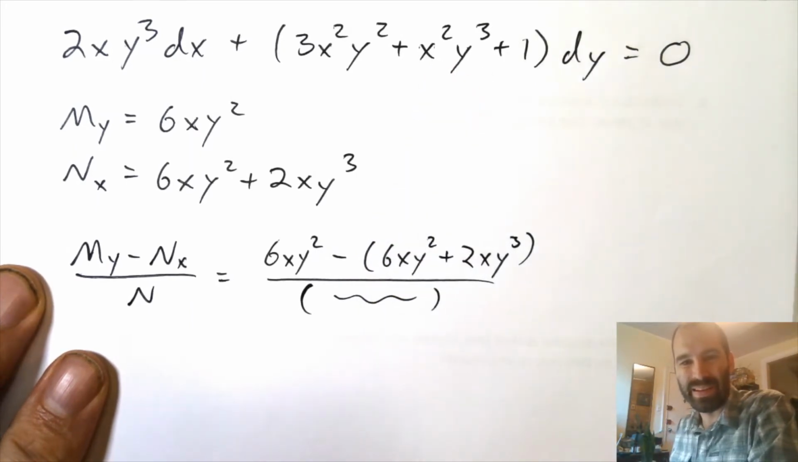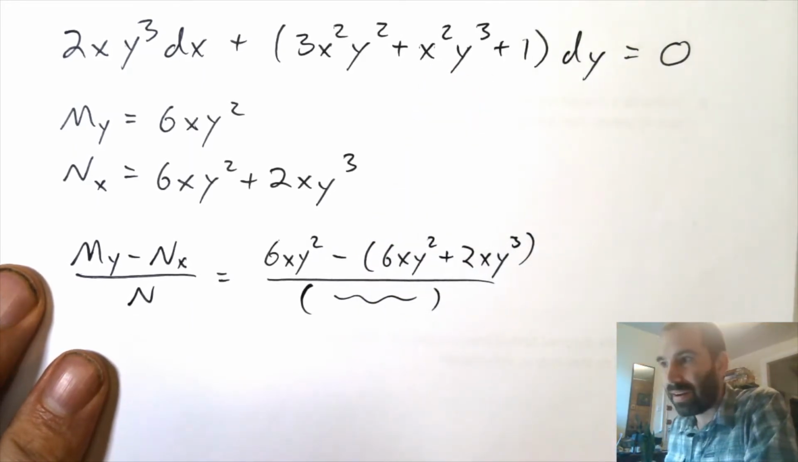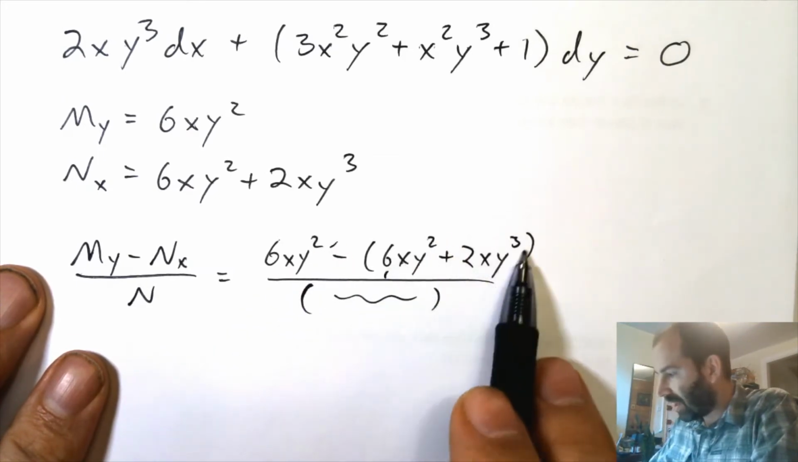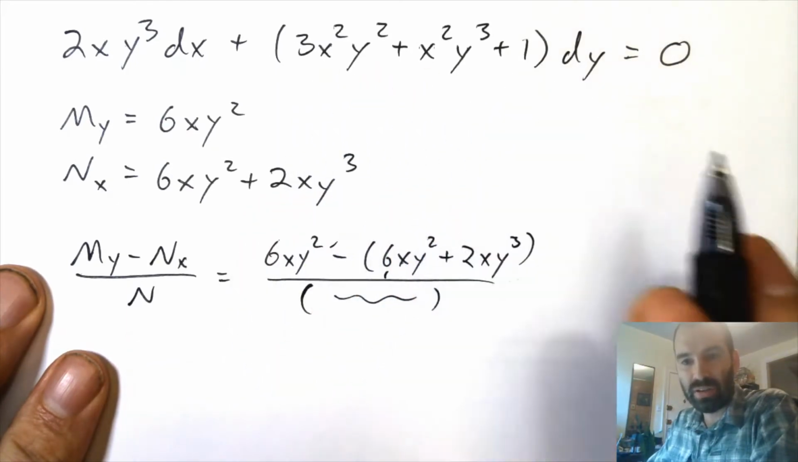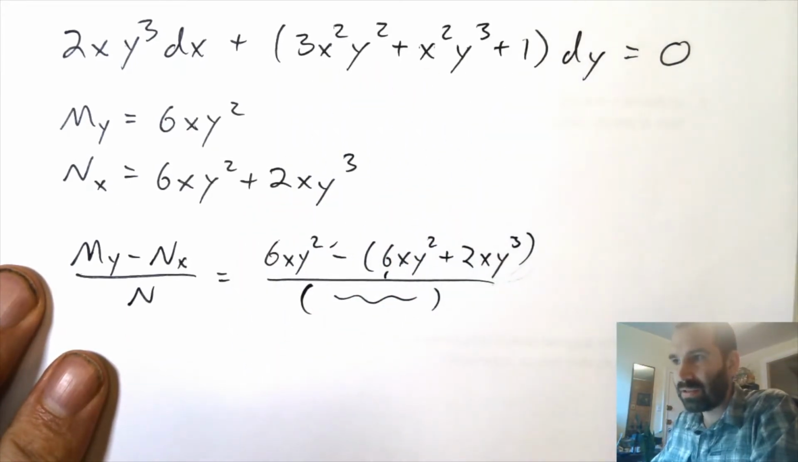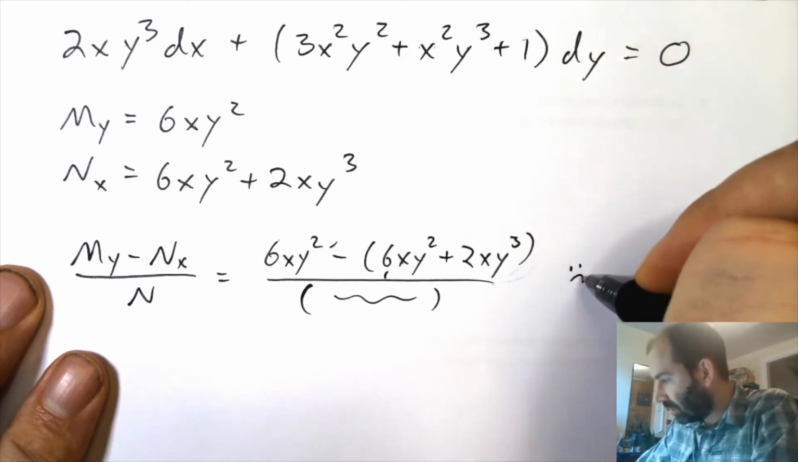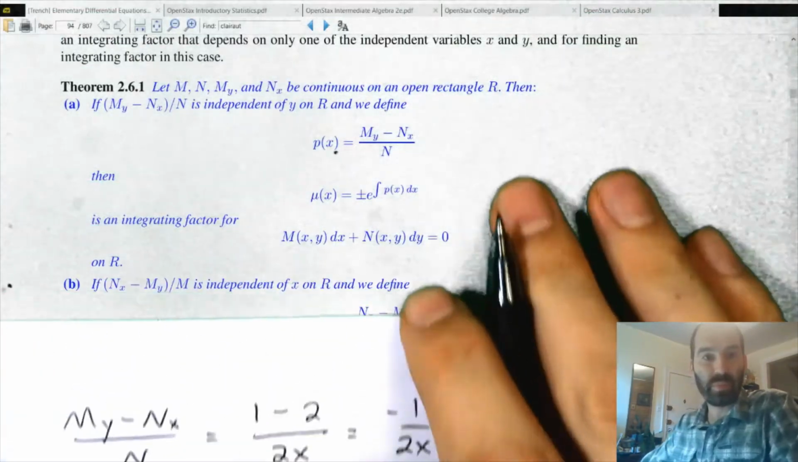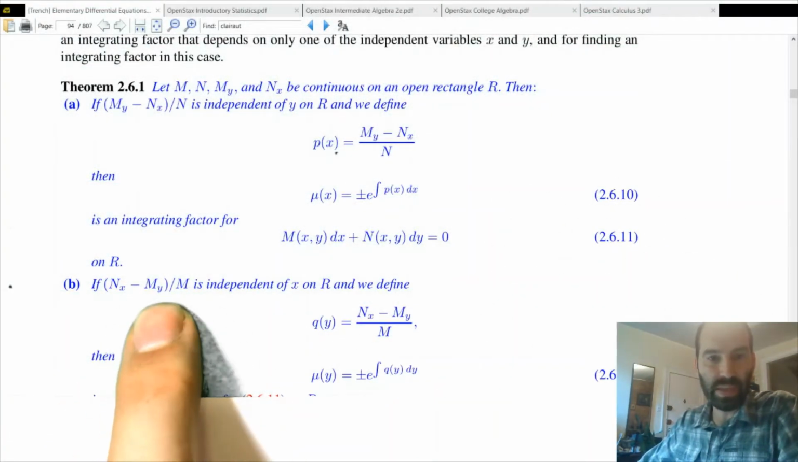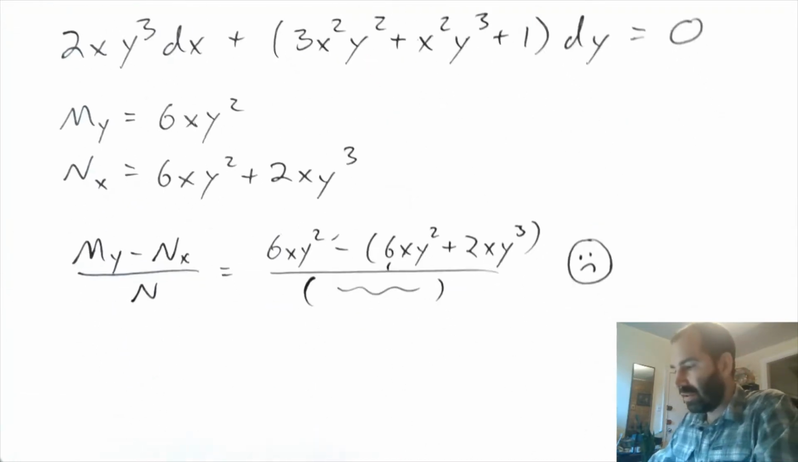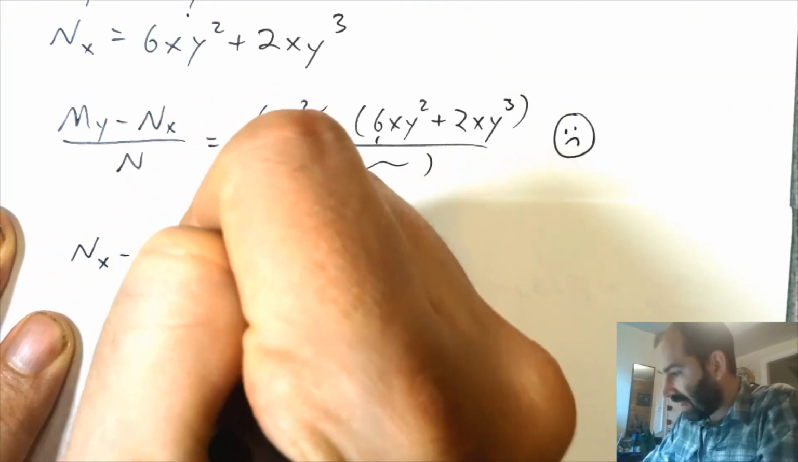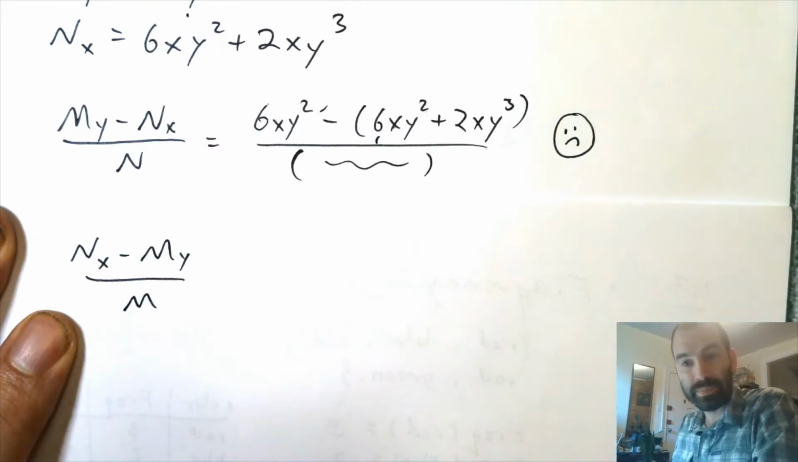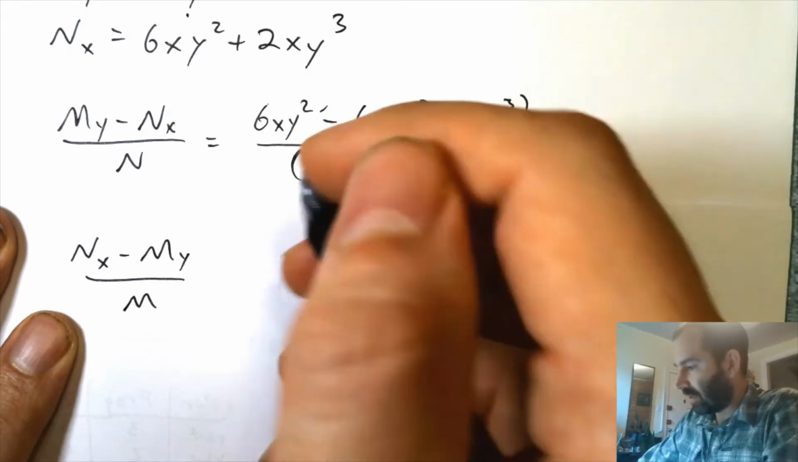Now the question is, is this independent of y? Well, these things cancel off right here, but then I'm going to have this guy divided by all this junk. Well, that's got x's and y's in it, so that's not independent of y. So, sorry, didn't work out. But then the book said, okay, well then check this and see if it's independent of x. So let's do that. It's nx minus my over m, and see if this is independent of x.